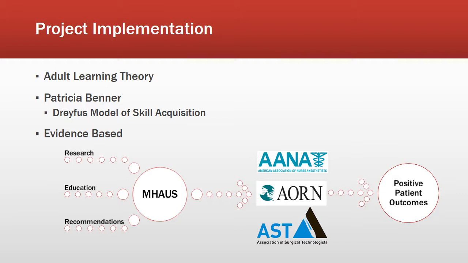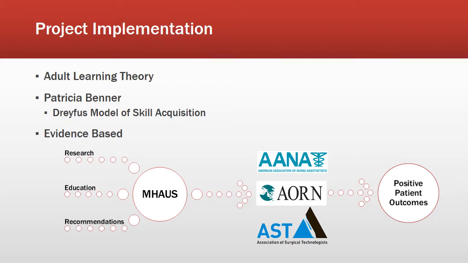There are numerous resources available that can be utilized for a project such as this. However, evidence-based research has to be applied in this instance, and the Malignant Hyperthermia Association of the United States, or MHAUS, reviews data and conducts research and education about malignant hyperthermia and related conditions, and most importantly, it provides recommendations on the proper treatment of a malignant hyperthermia crisis in an operating room.